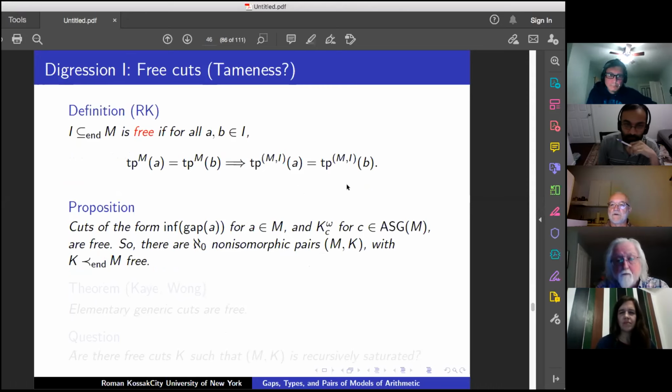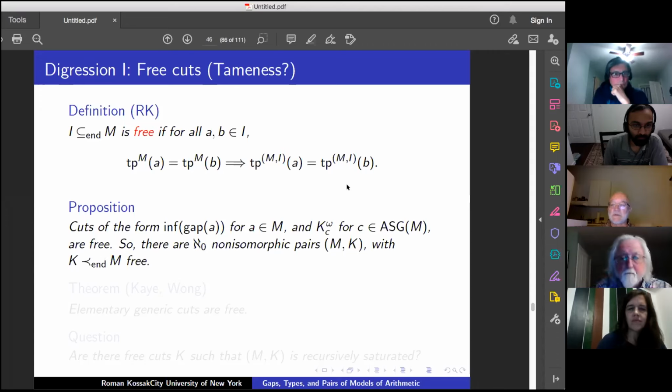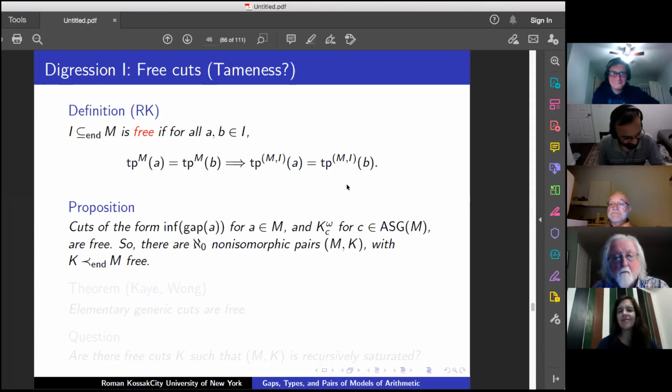Very strong property. Right. However, strong cuts do not have it, or even super strong ones. One could think that the stronger the cut, the more free it would become, but it turns out to be false. Strength does not imply freeness.